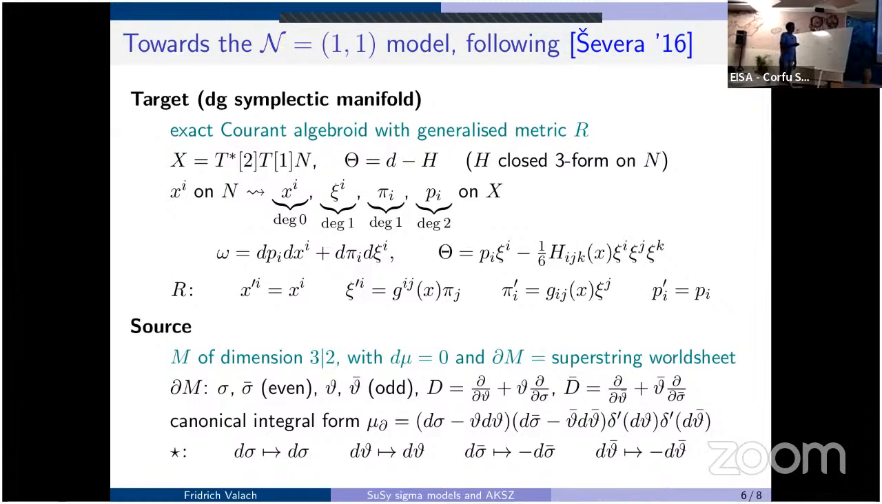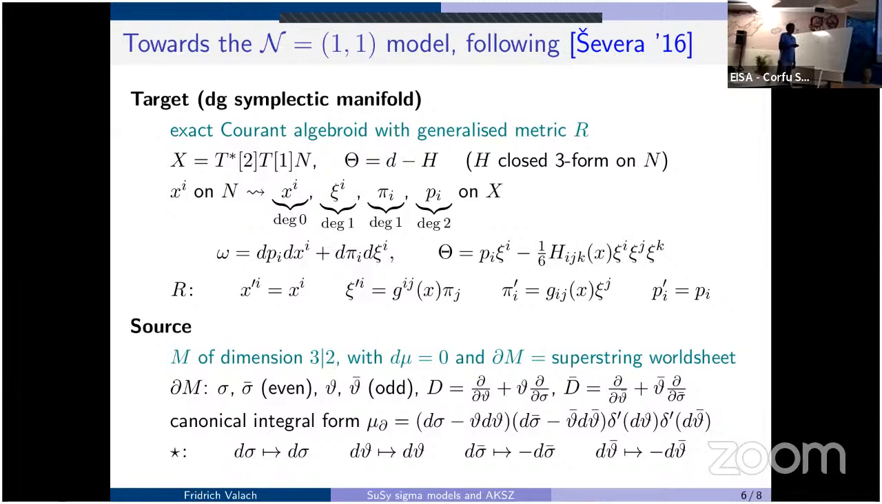Now let me tell you what I mean by the superstring world sheet. A superstring world sheet in this language corresponds to a supermanifold which has locally two even and two odd coordinates. The non-barred and barred ones correspond to left and right string modes, and you have some associated supersymmetric derivatives, and you have a canonical integral form which looks like this.